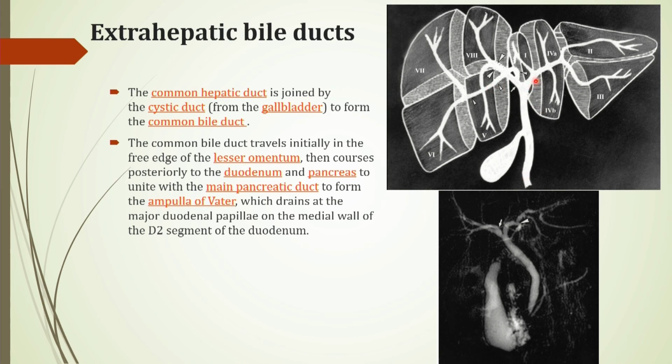Then the common hepatic duct, formed by the union of the right and left hepatic ducts, combines with the cystic duct draining the gallbladder to form the CBD. The common bile duct travels initially in the free edge of the lesser omentum, then courses posterior to the duodenum and pancreas to unite with the main pancreatic duct to form the ampulla of Vater, which drains at the major duodenal papilla.